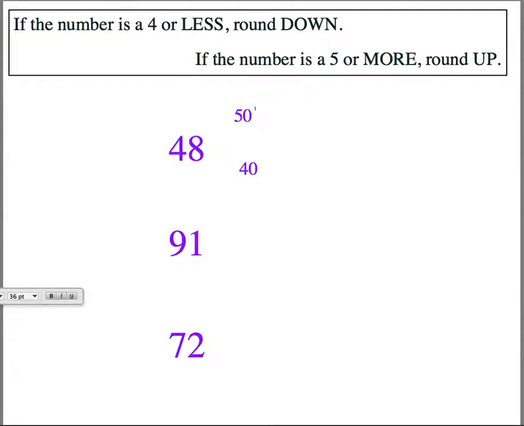The way that we figure that out is to look at the number to the right. Although we're changing the 4, we look at the number to the right because that affects the change. So this number is an 8. That falls into this category. It's a 5 or more. 5, 6, 7, 8. It's more than 5, so we round up. So the answer would be 50.